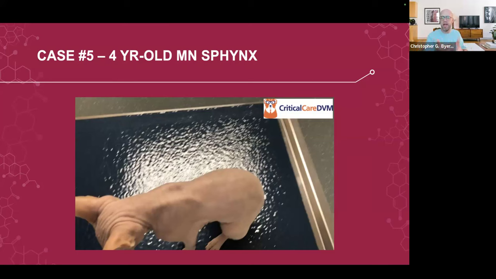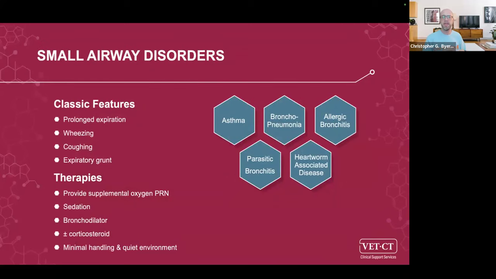And this is a classic example of a cat having an asthma attack. This is a small airway disorder, and small airway disorders in dogs and cats are characterized by prolonged expiration. There's increased expiratory effort. These patients often have wheezing that is maybe only heard on auscultation. Cats and dogs will cough. Remember, cats coughing means airway disease. Cats coughing does not mean heart disease. Coughing cats do not have heart disease.